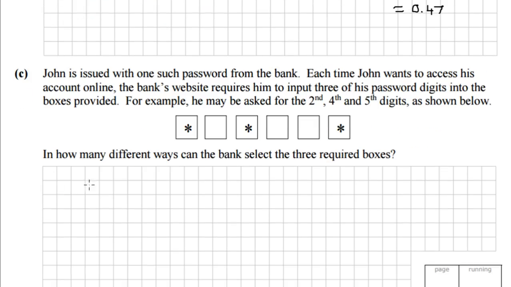Okay, so he could be asked for the 1st, 2nd, and 3rd. He could be asked for the 1st, 3rd, and 4th. He could be asked for the 2nd, 4th, and 5th. He could be asked for whatever. Now, to do this, we're going to use what we call combinations.